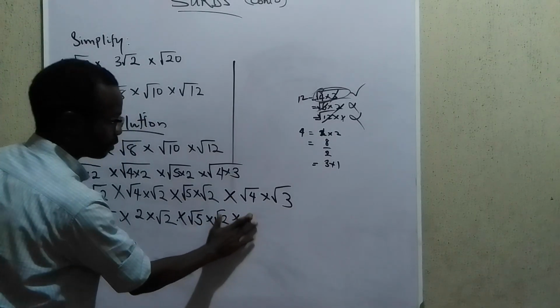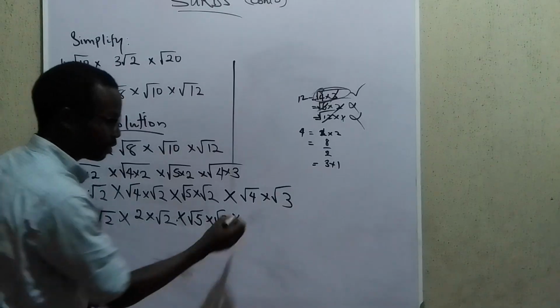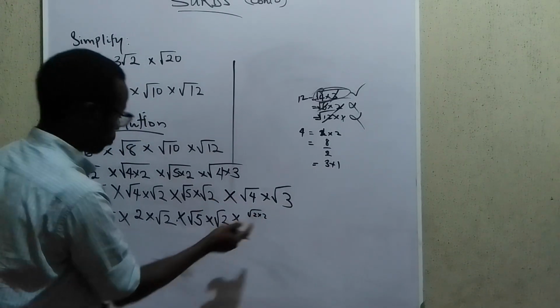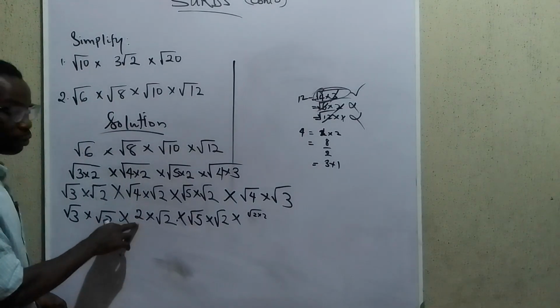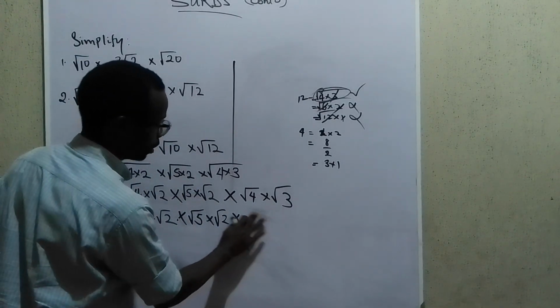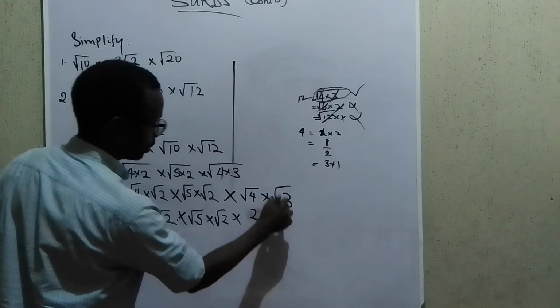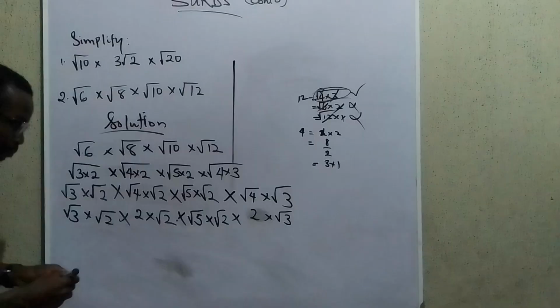This 4 is the same thing as square root of 2 times 2, right? And the square root of 4, just like we did here, is 2. So this is just 2. So we just have 2 times root 3. This one doesn't have a perfect square root, so it comes down.